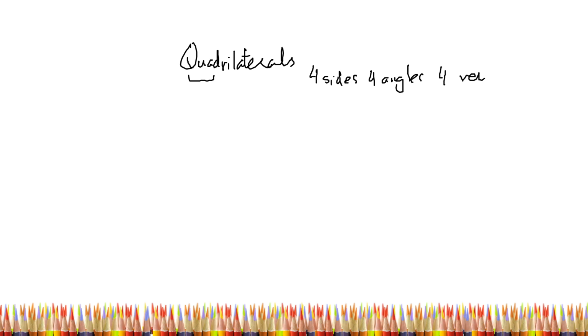So let's begin. Okay, so basically there is the family head, which is quadrilaterals, right? As the name speaks for itself, quad means four. Now quadrilaterals are the shapes that have four sides, four angles, and four vertices. A basic example can be a square. For example, let me draw a square here so that you can understand it well.